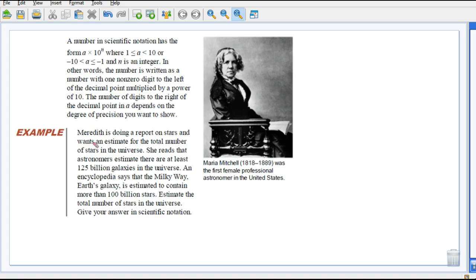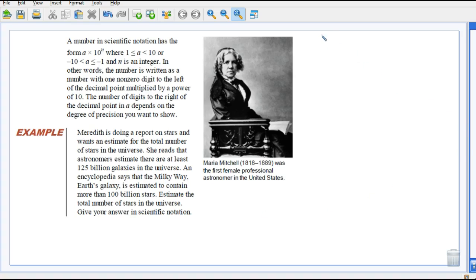Let's read through it. Meredith is doing a report on stars and wants to estimate the total number of stars in the universe. She reads that astronomers estimate there are at least 125 billion galaxies in the universe. An encyclopedia says that the Milky Way, Earth's galaxy, is estimated to contain more than 100 billion stars. Estimate the total number of stars in the universe. Give your answer in scientific notation.